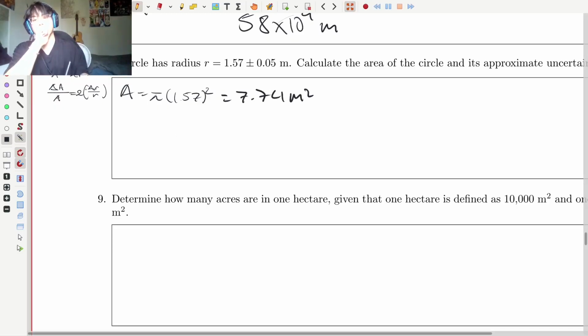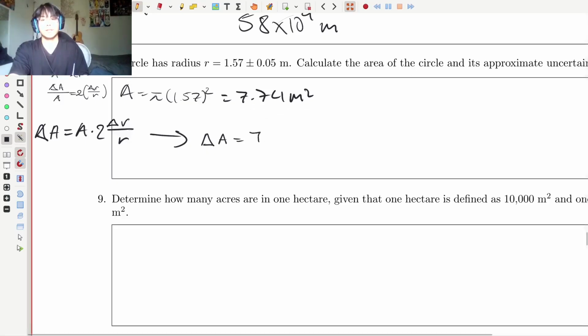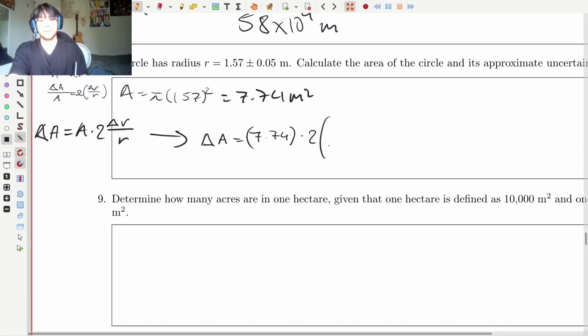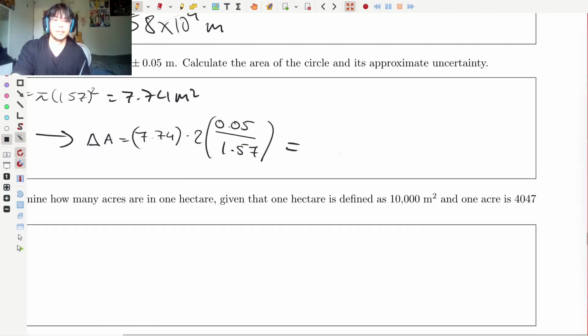meters squared, and then we will find, from this formula here, that delta A is equal to A times 2 delta R on R. So then we find that delta A is equal to 7.74 times 2 of 0.05 over 1.57, which we just put into a calculator.